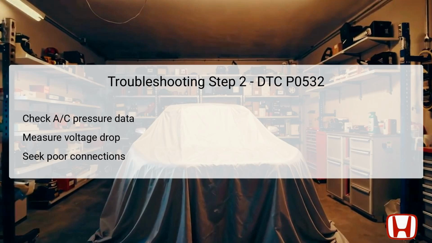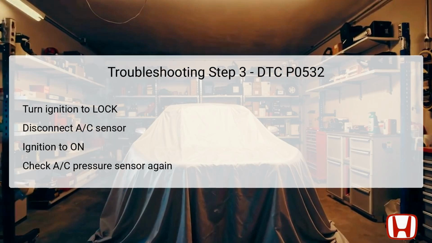Regularly monitor the system for poor connections or loose terminals at both the AC pressure sensor and the ECM or PCM. This approach not only assists in identifying issues, but also enhances the overall reliability of the air conditioning system. The third step involves querying the AC pressure sensor under controlled conditions.